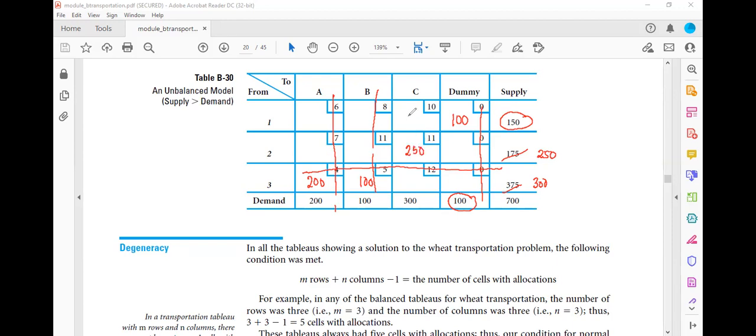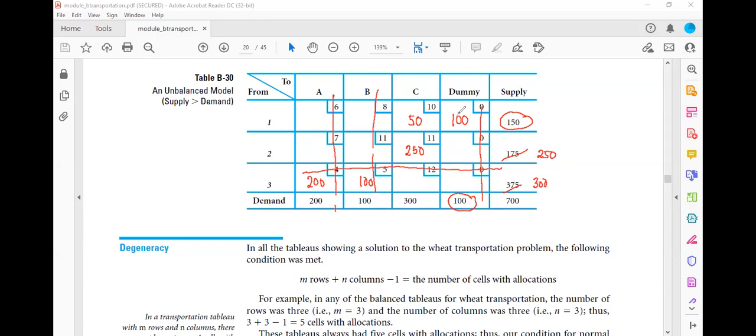Tapos dito, lalagyan natin ng 50. And now if you add, you're able to allocate all the supply. So this is 150, na-allocate mo yung 250, na-allocate mo yung 300. Nakuha mo na rin lahat ng demand. Yung demand ng A is 200, the demand of B is 100, the demand of C is 300, and the demand of the dummy is 100.